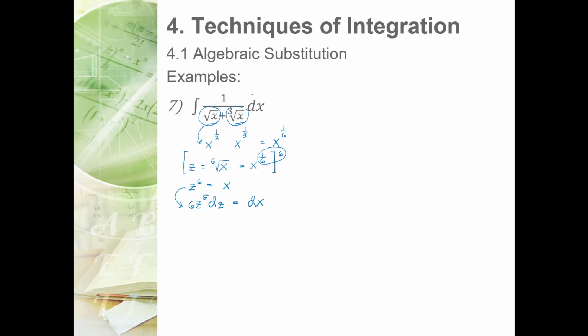Okay, so if we try to verify, dx here is your 6z to the power of 5 dz. So even though you don't have a square root of x to represent your z, z is equal to the 6th root of x. Basta, we're going to replace x with z to the power of 6, so that the root functions will disappear later.